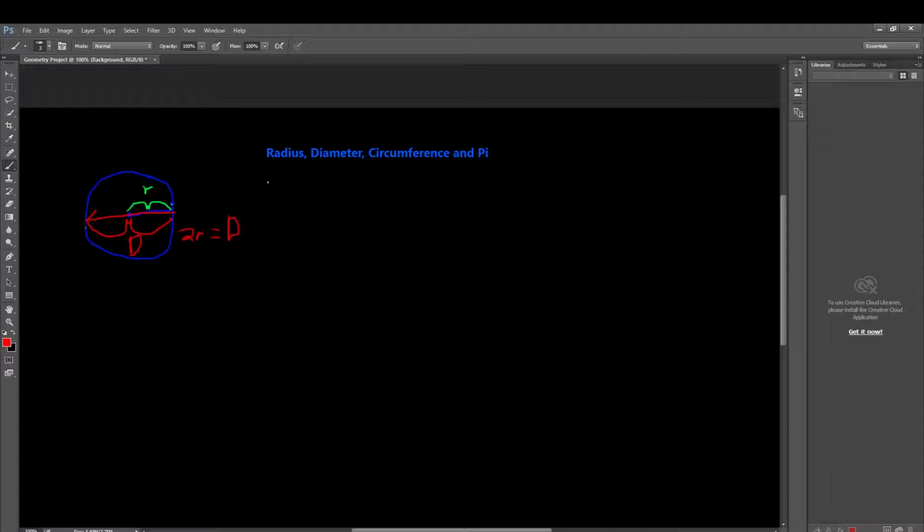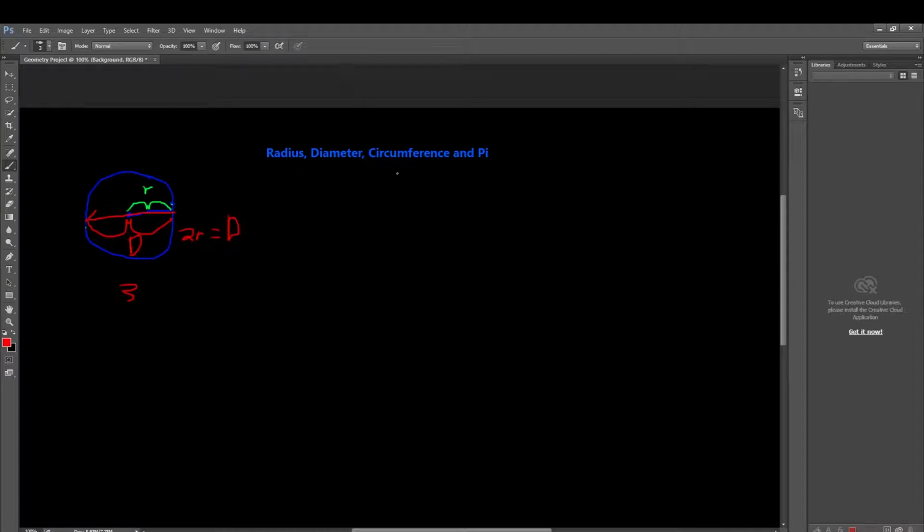So knowing that, now we can use that to find the circumference. Let's say that the radius of the circle is 3. Oh, I should have written that in green, but it doesn't matter. Let's just say it's 3. Now, we want to find the circumference.